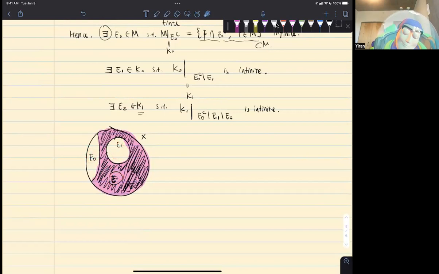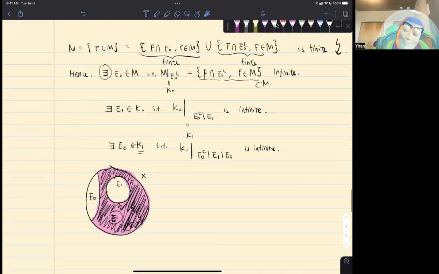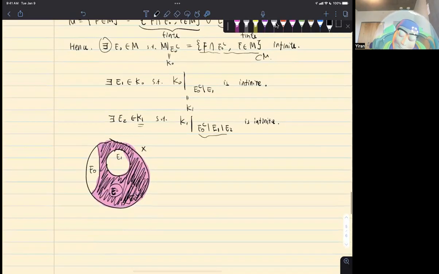So those three sets, what do they have in common? They're disjoint. And then next time, if we keep doing these steps, we're going to pick E3 in some region on the shaded pink and black region, maybe here. And you can see this is also disjoint from all the three previous sets that we constructed. Notice that if we write it out, it is equal to E0C intersect E1C intersect E2C. And what is this? This is equal to the union of E0, union E1, union E2, the complement.